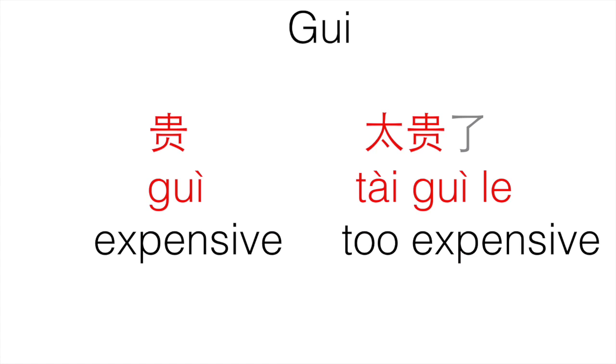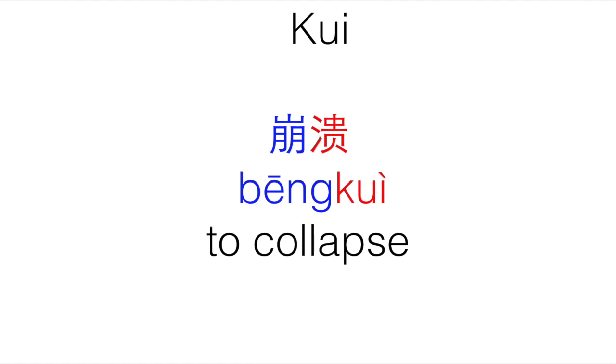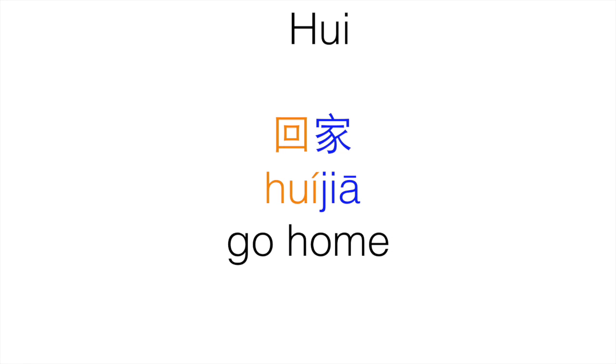贵 means expensive. 太贵了 This is a common phrase you learn when you start learning Chinese. You might have heard it before. It means too expensive. 太贵了 崩溃 So here it's pronounced kui, and this word means to collapse. 回家 This means to go home.